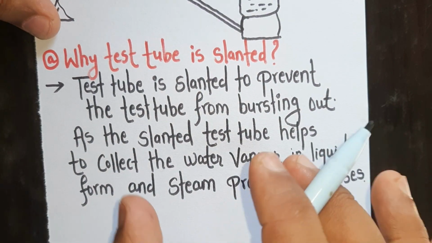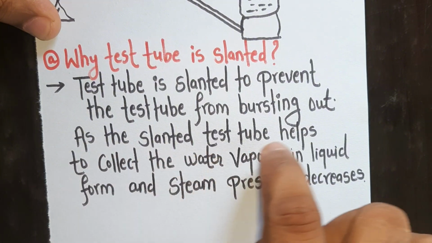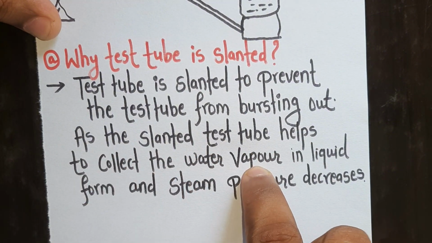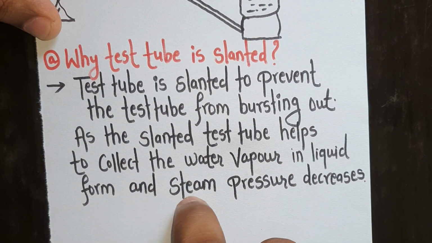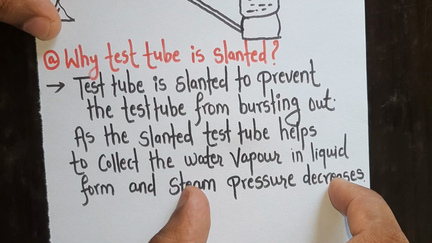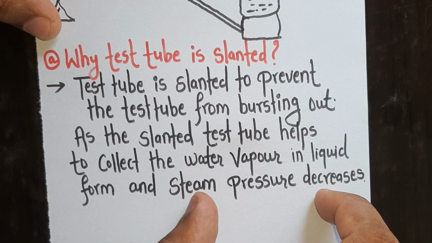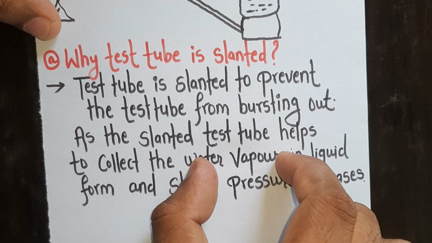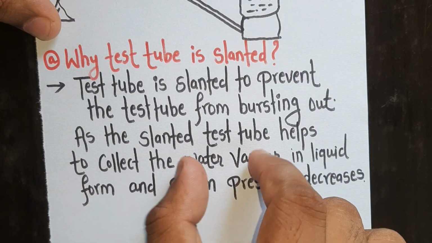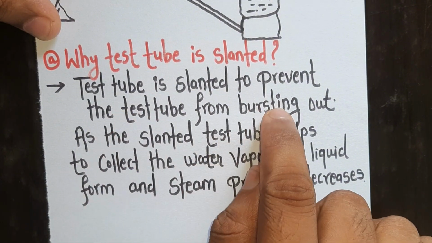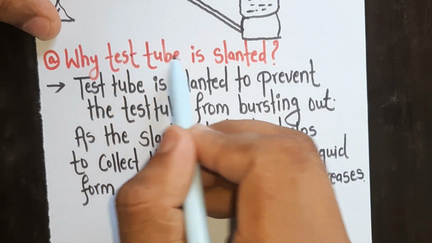Okay, let's see now. We write the same thing here. As the slanted test tube helps to collect the water vapor in liquid form, and steam pressure decreases, and it also helps to decrease the what? Steam pressure. So steam pressure पनि डिक्रिज गरायो र वाटर भ्यापरलाई पनि लिक्विड फर्ममा कन्भर्ट गराएको छ, जसको कारणले के भएको छ भन्दाखेरि टेस्ट ट्युब ब्रस्टिङ आउट हुनबाट बचाएको छ। त्यही भएर चाहिँ हामीले टेस्ट ट्युबलाई कसरी राखेको छ?